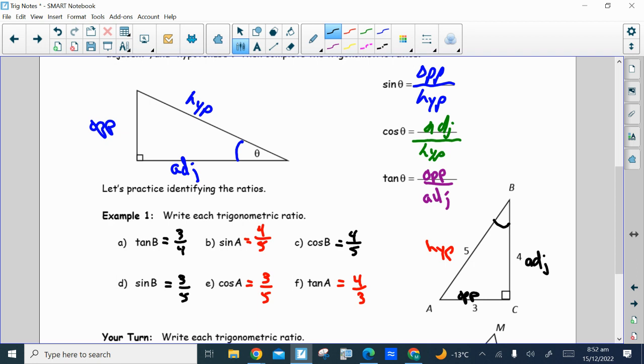Also, I want you to note the sine and cosine of A and B are fractions that are equivalent to a decimal between 0 and 1. That will always happen. The sine and cosine of every angle between 0 and 90 degrees will always be a decimal between 0 and 1. Whereas tangent can be greater than 1. The tan of A is 4 over 3. That's 1.3 repeating. Okay?